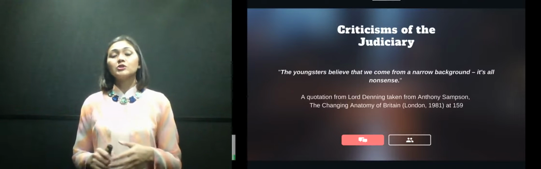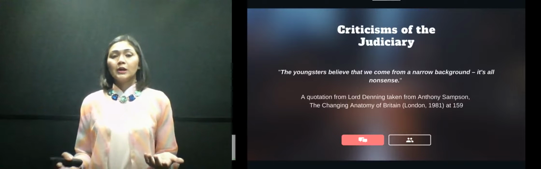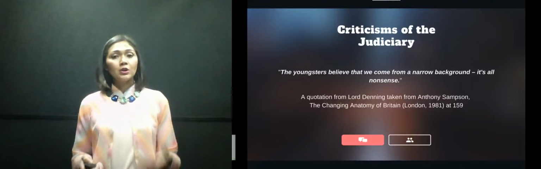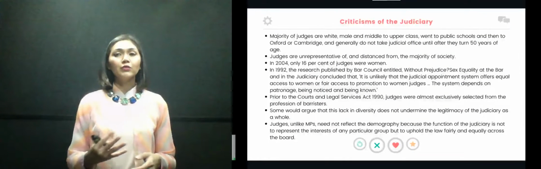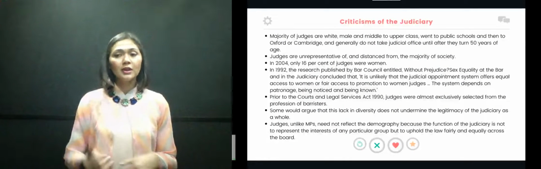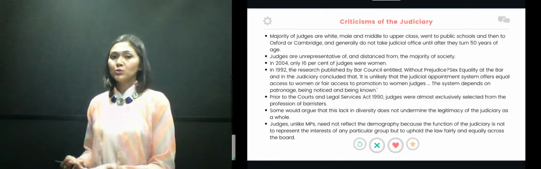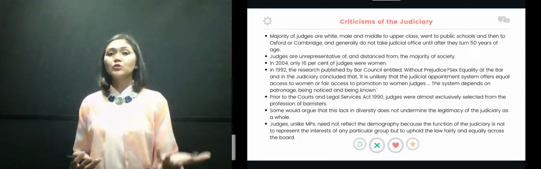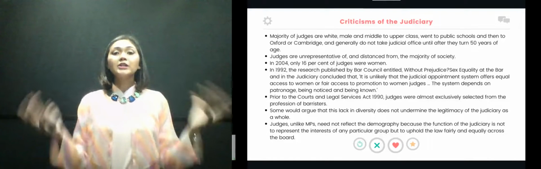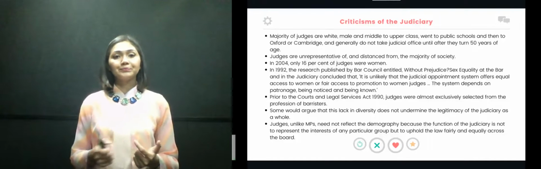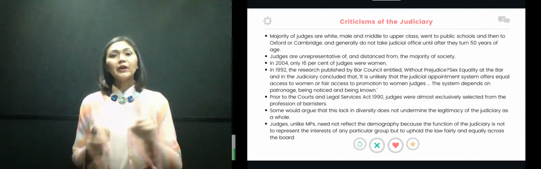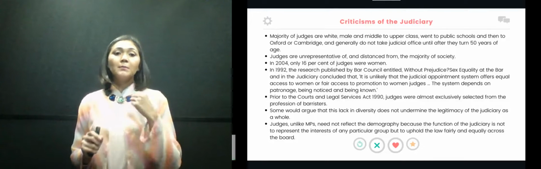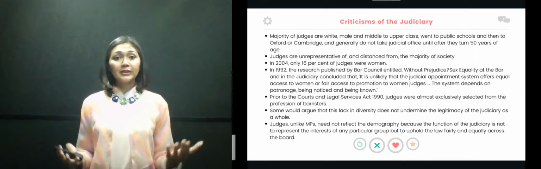So whether or not this quotation is true, there have been many criticisms over the years. Hence, it's very important for you to understand the role of the judiciary, the criticisms with regards to the judiciary, and what you can do as a future lawyer or future judge in order to polish the image of the judiciary.